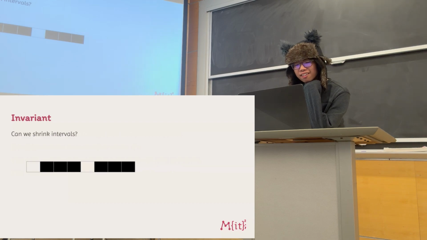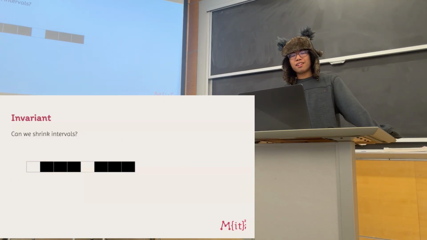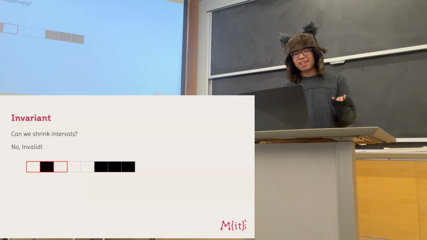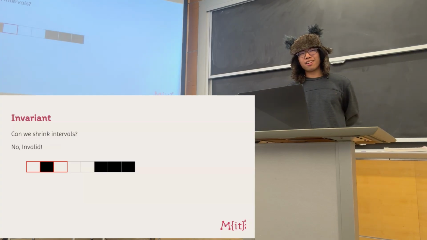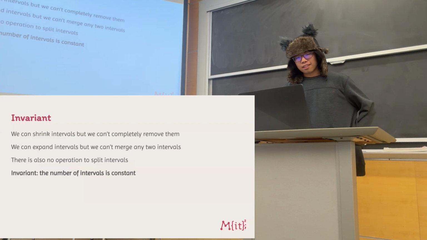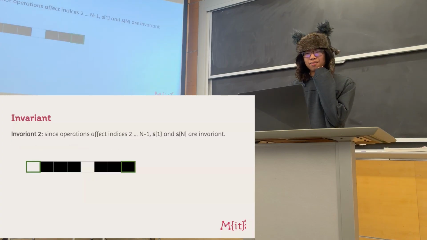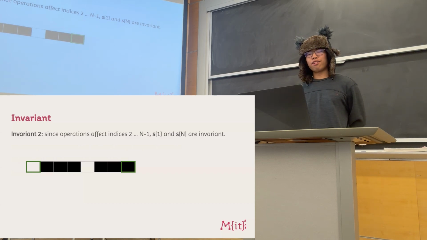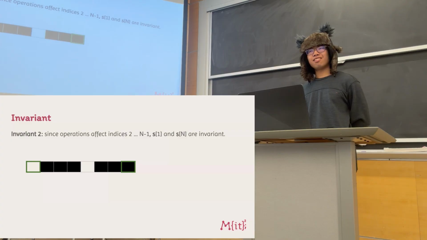Another case that might change the number of patches is if you could shrink a patch until it disappears. But if you shrink a patch until it's size 1, you can't actually remove it, because the left and the right side of the patch are the same. They're both zeros. So this is an invariant, but there's a second invariant that we need to solve this problem. Since the operation affects only indices 2 to n minus 1, the first number in the binary string and the last number of the binary string are also invariant.